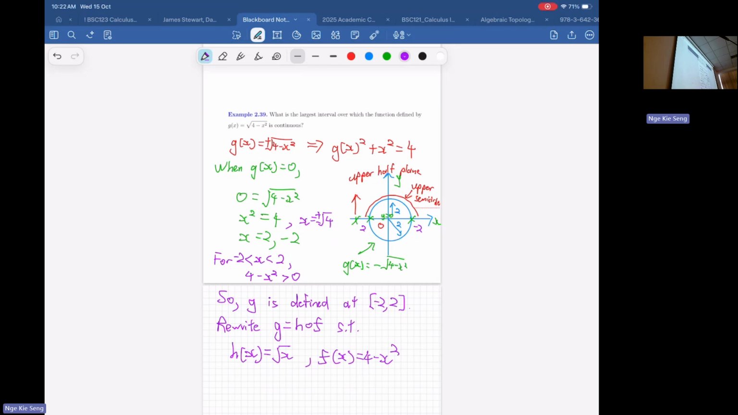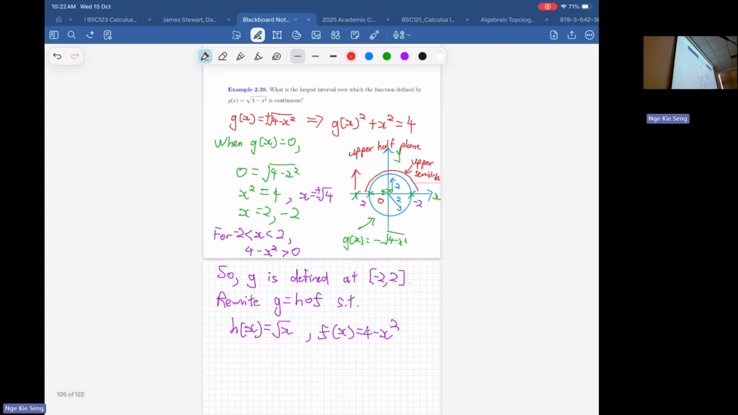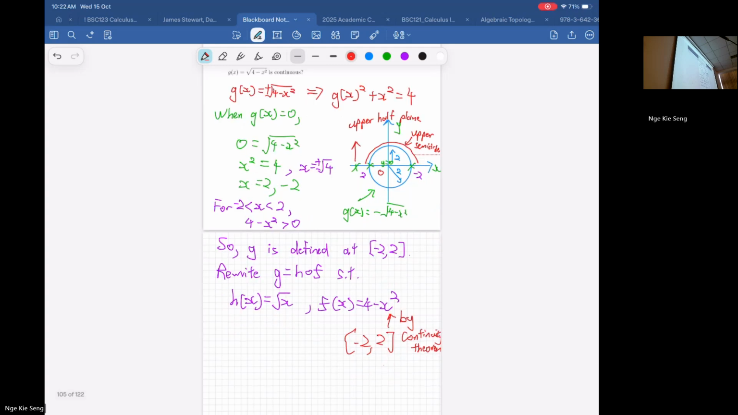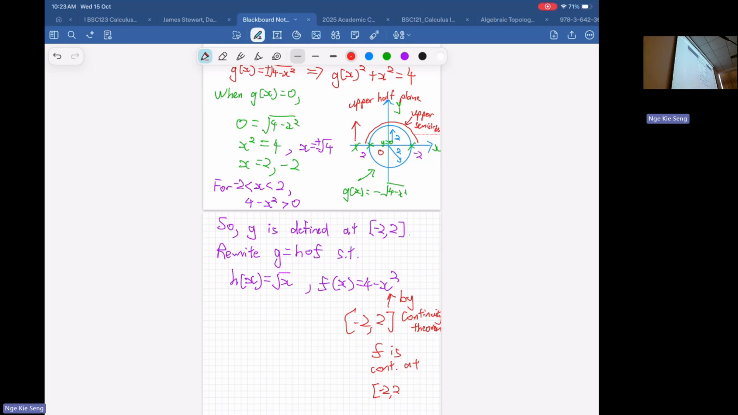Now let's not write down the full argument. I leave you to write down the full argument like what I wrote just now, but let's quickly discuss. Within minus 2 and 2, is the polynomial defined or not? Defined. Is it continuous? Yes, because it's defined there, so it's continuous there. So by the continuity theorem, f is continuous at minus 2 and 2.